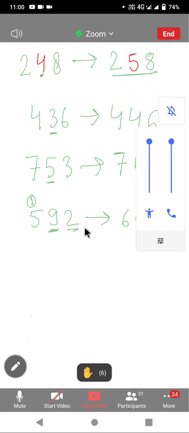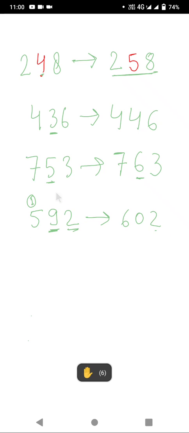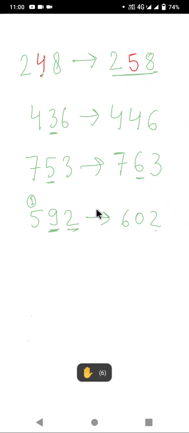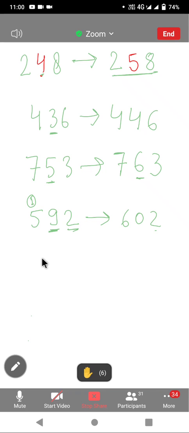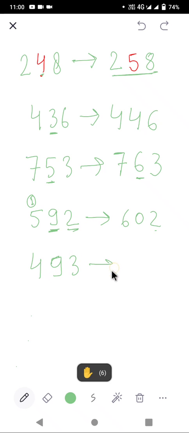So when 9 is there at the tens place, then you have to put 1 carry on the 100 place digit also. Okay, now tell me students, what is 10 more than 493?